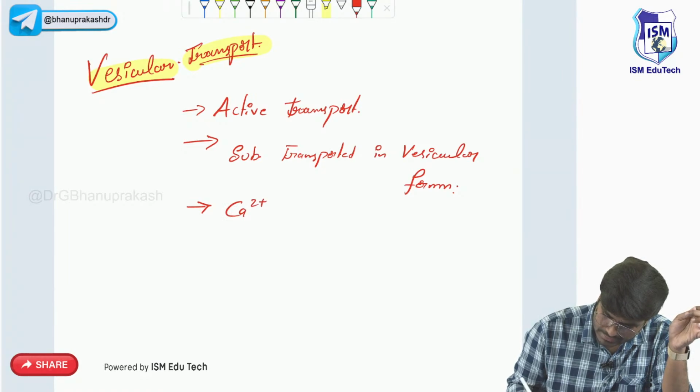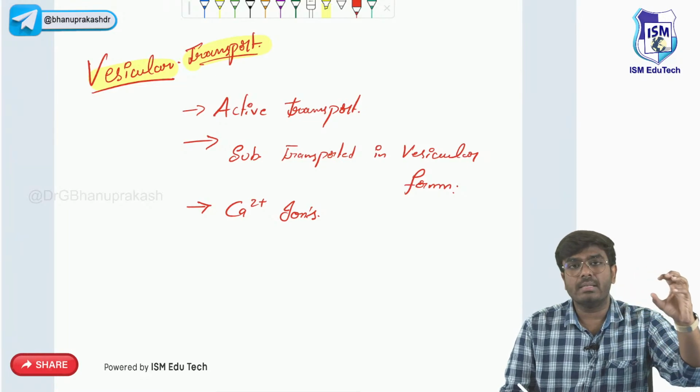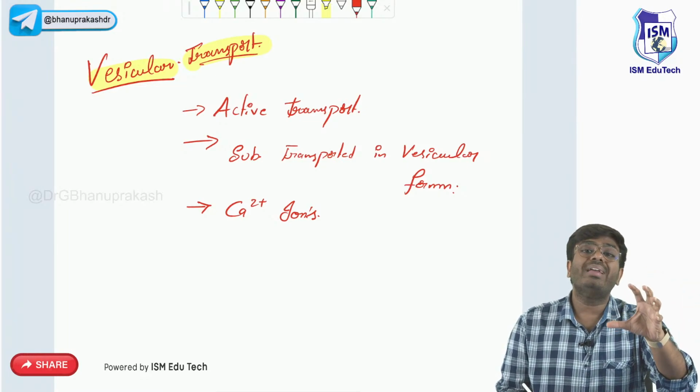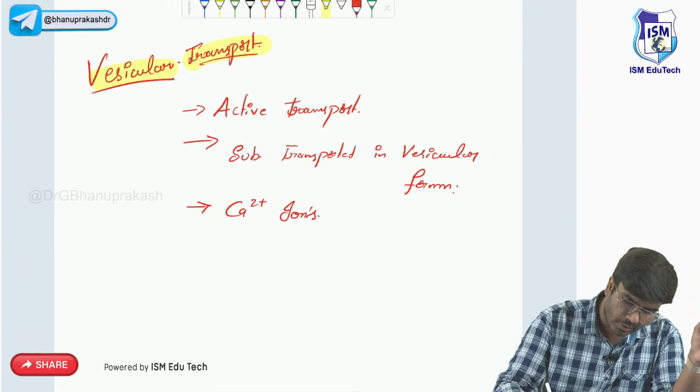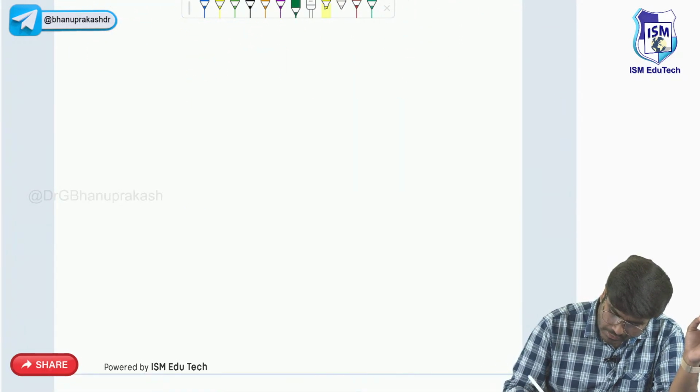Now, vesicular transport requires which ions? MCQ: it requires calcium ions. For the movement of vesicles, if you want to move the vesicles across the cell, you need to have calcium. Very, very important. Vesicular transport requires which ions? Calcium ions.